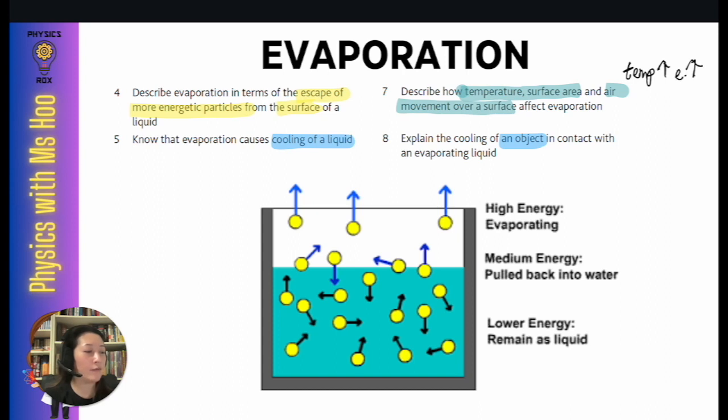I'm just going to write E here as evaporation. Now, if the surface area increases, that means there's more surface for the water to be able to escape. Obviously, the evaporation rate will also increase. And if there's air movement, like wind, like blowing, or if you switch on the fan, obviously that also allows the evaporation rate to increase because that air movement helps give energy to the water particles to be able to evaporate.